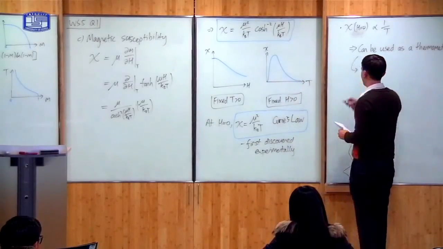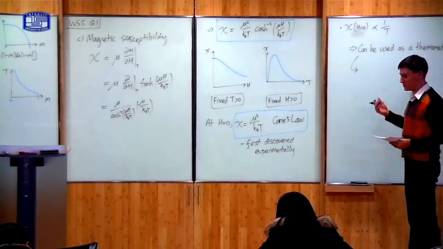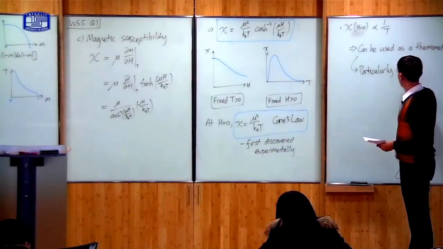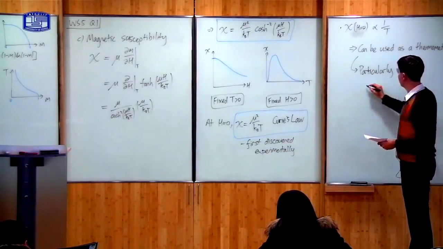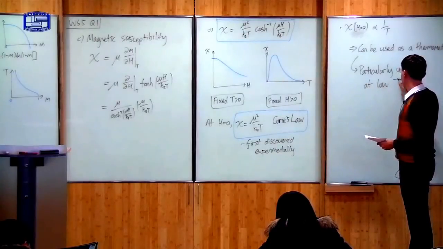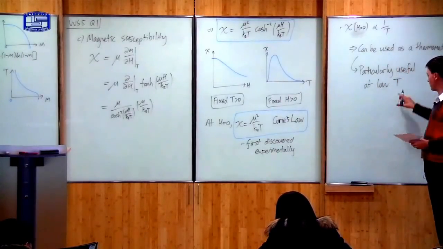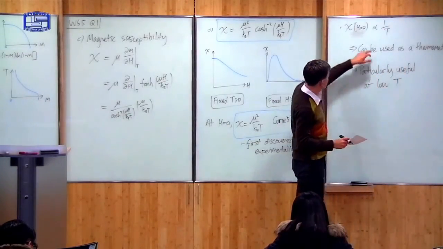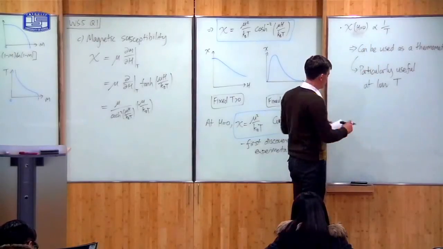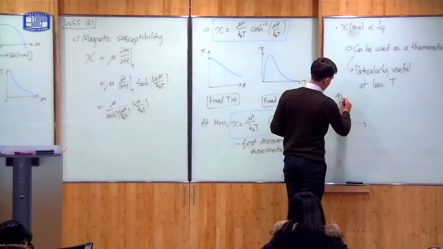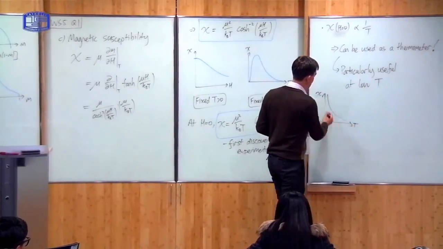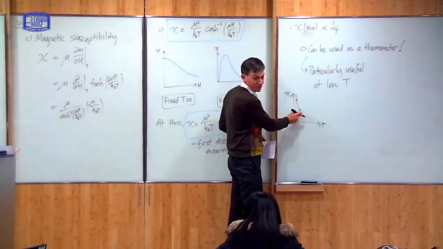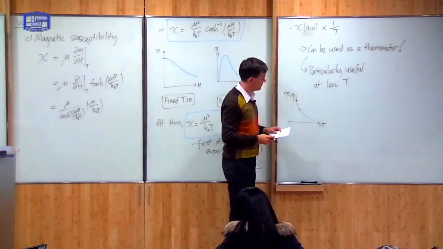And this thermometer is particularly useful at low temperatures. These paramagnets are used as thermometers in low temperature devices, because susceptibility is inversely proportional to temperature. So the graph looks like this. At low temperatures, you get a big change in susceptibility for a small change in temperature, and therefore it's a very precise measuring device.